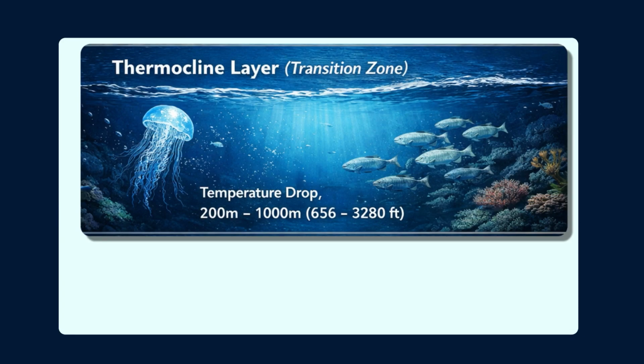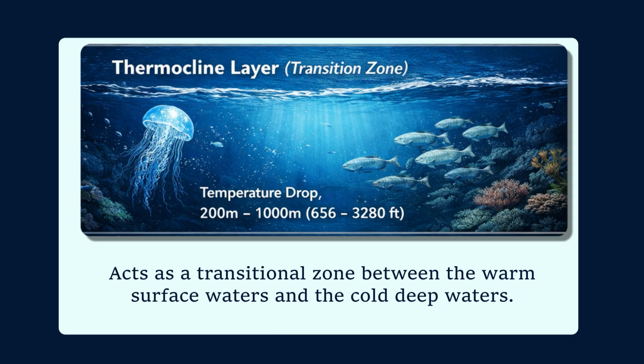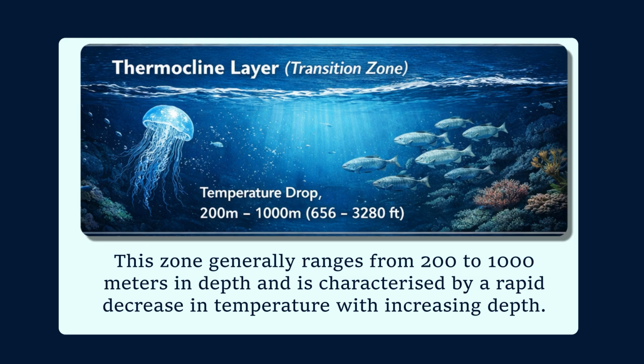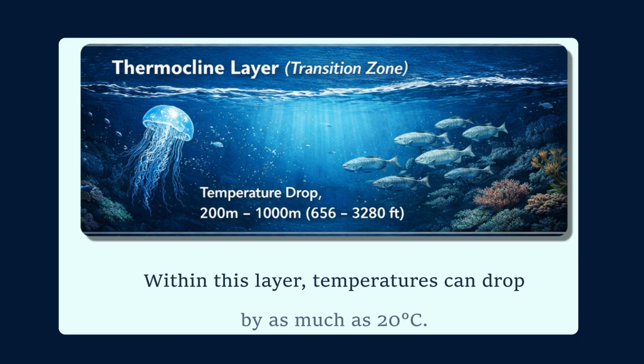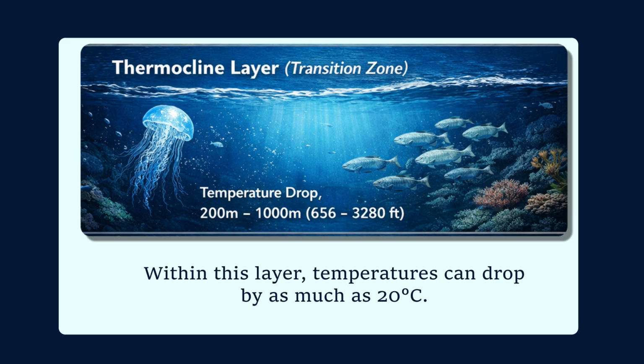Now, coming on to the thermocline layer, this is also called the transitional zone between the upper layer and the deeper layer of the ocean. It lies below the surface layer and acts as a transitional zone between the warm surface waters and the cold deeper waters. This zone generally ranges from 200 to 1000 meters in depth and is characterized by a rapid decrease in temperature with increasing depth. Within this layer, temperatures can drop by as much as 20 degrees centigrade.